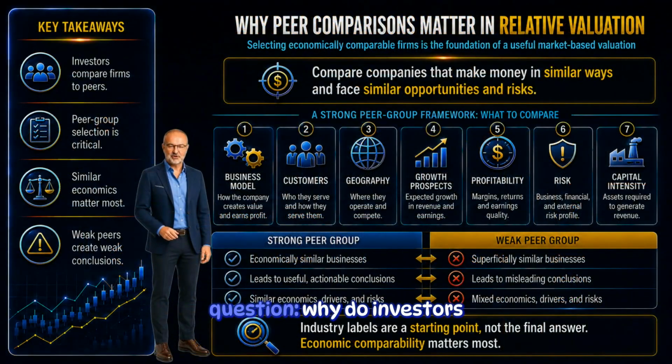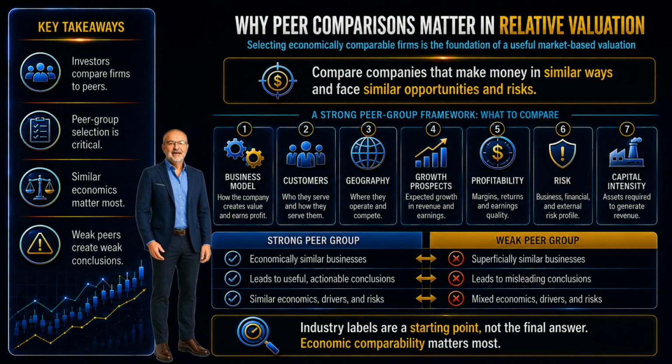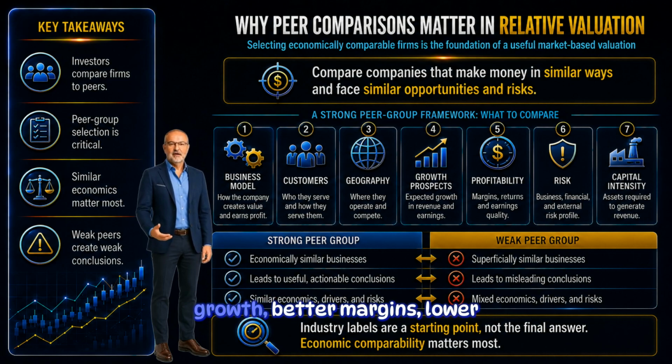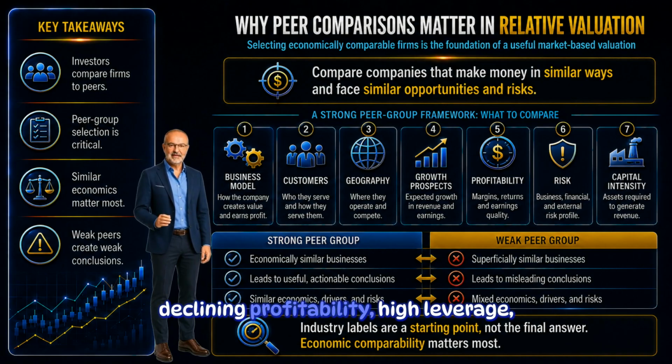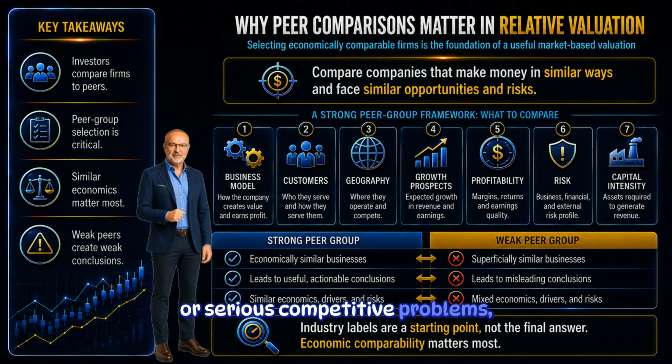Let's begin with the question, why do investors compare companies to peers? The answer is that valuation is partly a market relative exercise. Investors want to know whether a company is priced above or below other companies with similar economics. A company may look expensive by itself, but if it has stronger growth, better margins, lower risk, and more durable competitive advantages than its peers, the higher valuation may be reasonable. On the other hand, a company may look cheap, but if it has weak earnings quality, declining profitability, high leverage, or serious competitive problems, the low valuation may be justified.